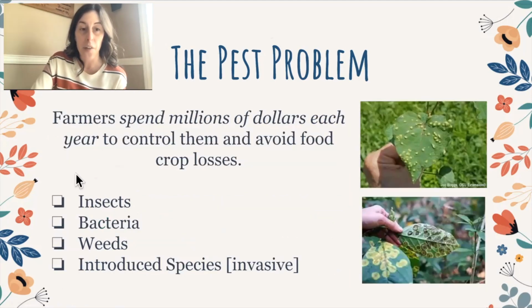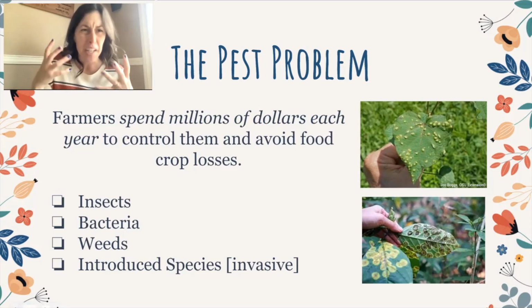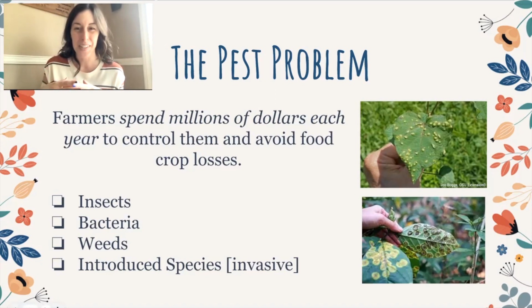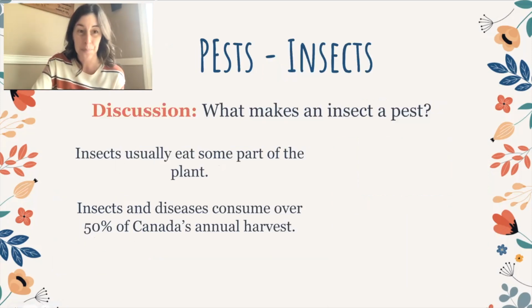Every year, farmers spend millions of dollars to control pests and avoid food crop losses. Again, we're going to talk about insects, bacteria, weeds, and then we're going to start to talk about introduced species and when they become invasive. As you can see, some of the things damaging these plants are coming from insects and bacteria in these pictures. And I'll say, it's not blood and guts gory, but when you Google pictures of pests and their impact on plants, there are some really gruesome plant pictures out there from all the damage.